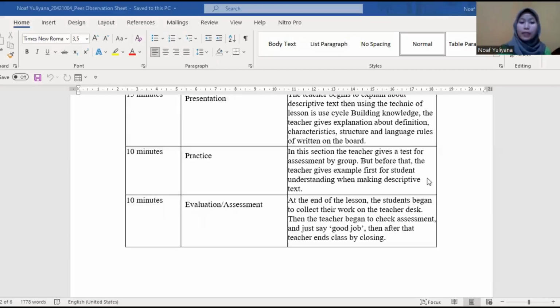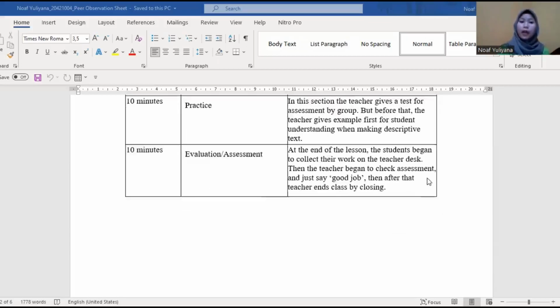And the last is 10 minutes in evaluation or assessment. At the end of the lesson, the students began to collect their work on the teacher's desk. Then the teacher began to check the assessment and just said good job. Then after that, the teacher ended the class by closing.